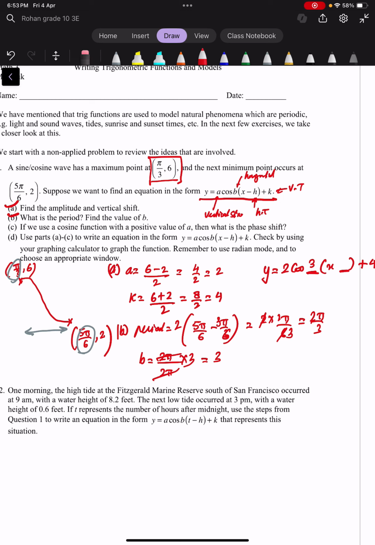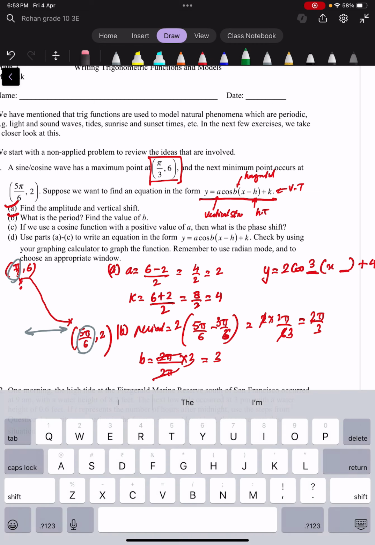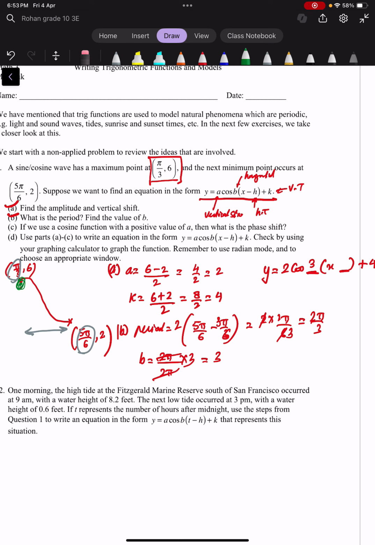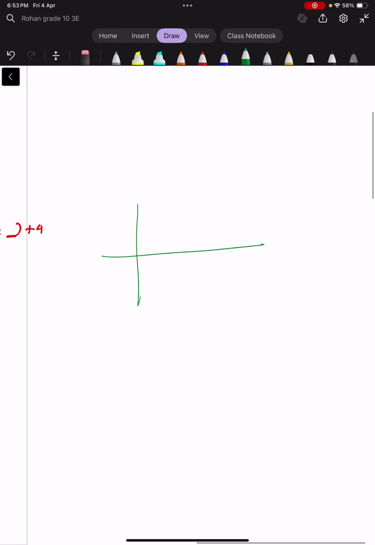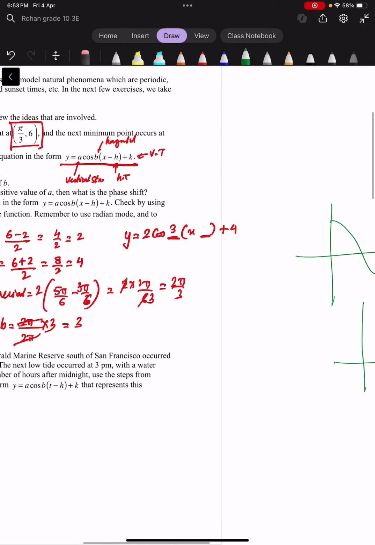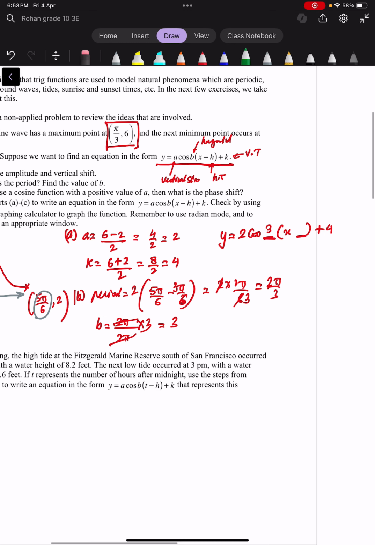If we use a cosine function with positive A value, then what is the shift? Look at the maximum value. Where is it starting from? Pi by 3. In the parent function, where does cos start? At 0. Instead of starting from 0, it is starting from pi by 3. So that means it's shifted pi by 3. It's not that difficult at all.